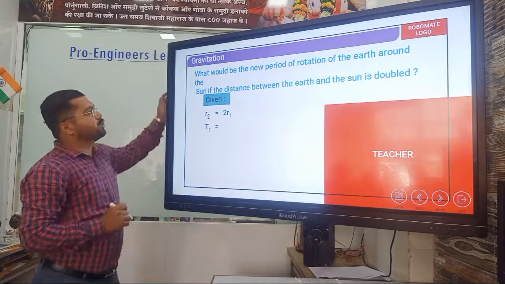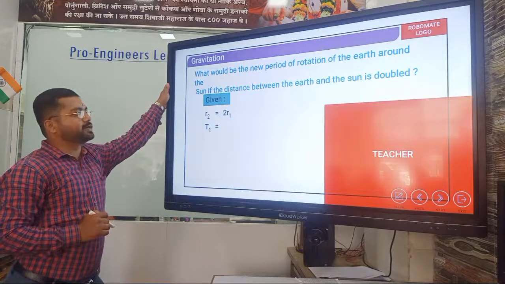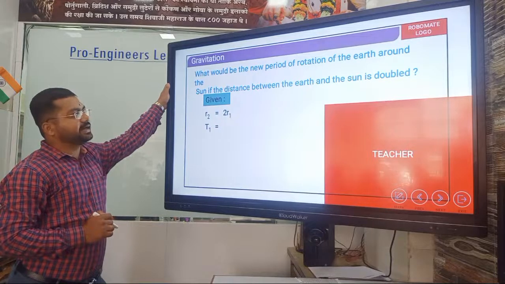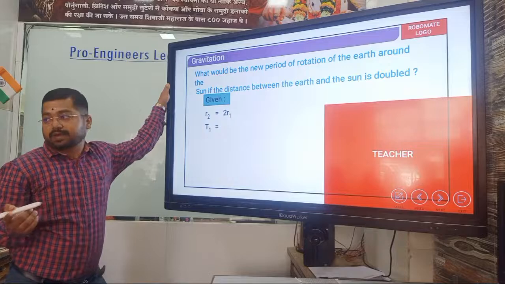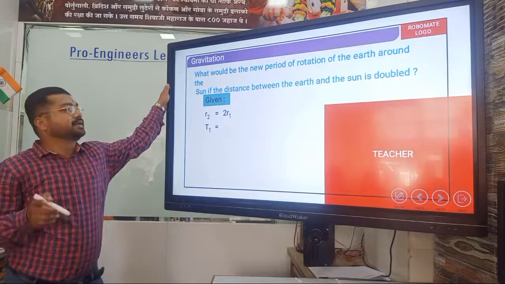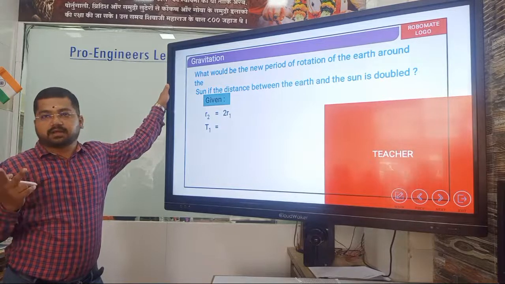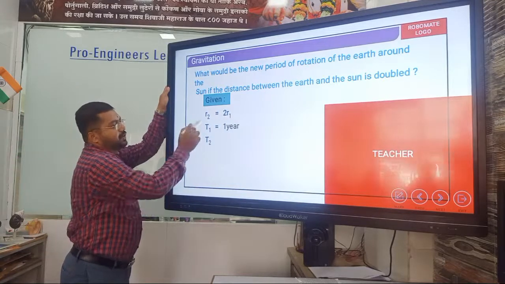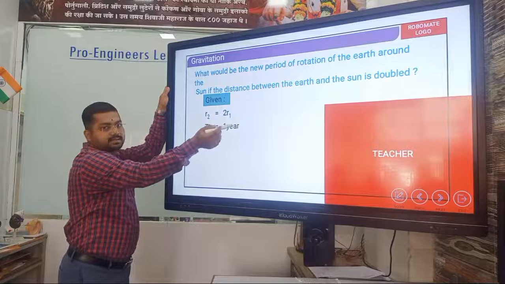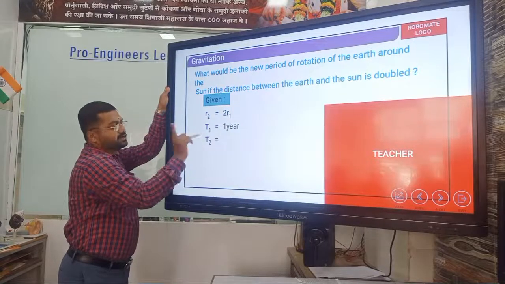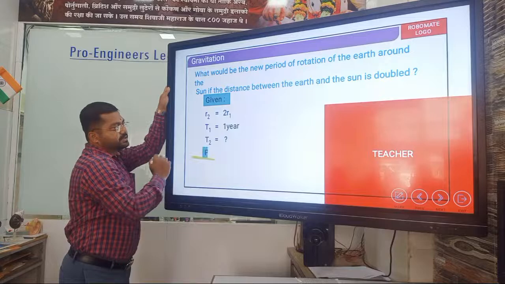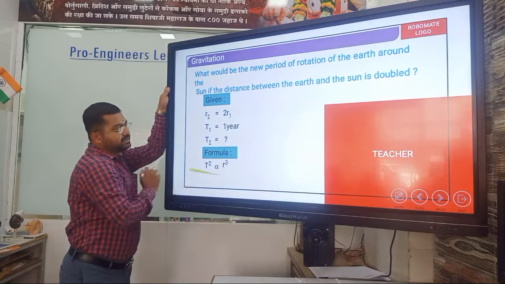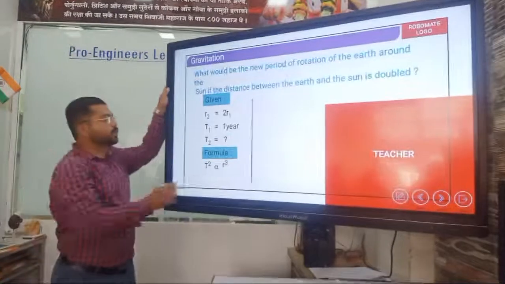So the question is, what would be the new period of rotation of the earth around the sun if the distance between the earth and the sun is doubled? We have to find the new period of rotation of the earth. So R2 is equal to twice R1. T1 is 1 year. T2 is unknown. Formula: T square is directly proportional to R cube.